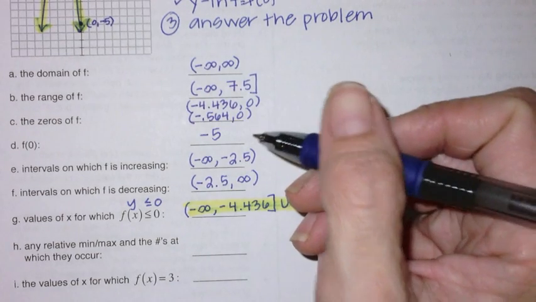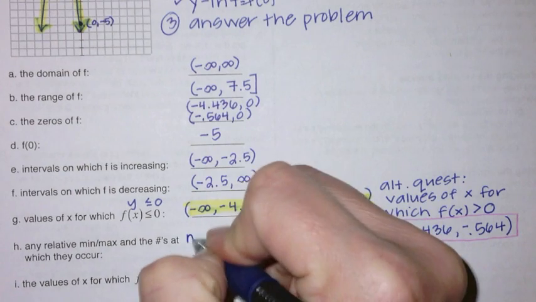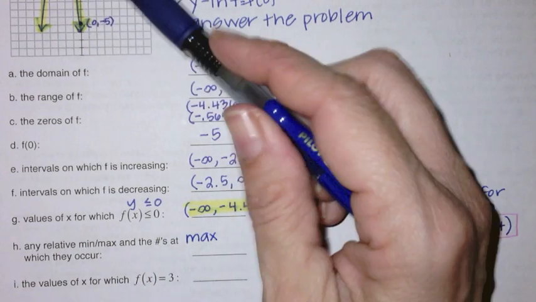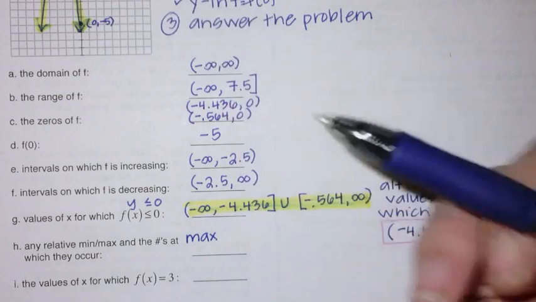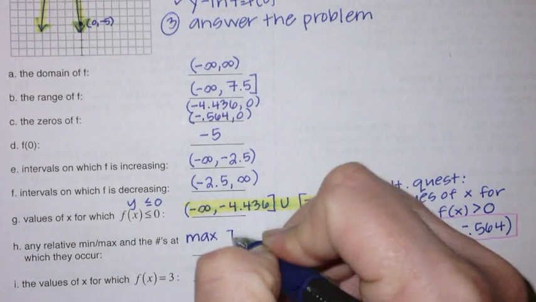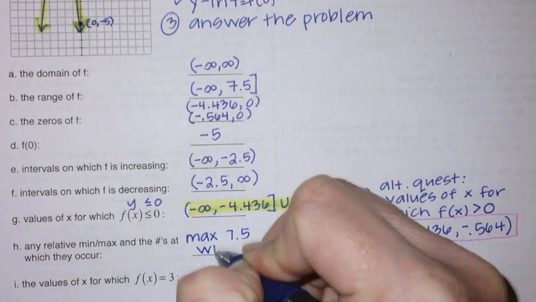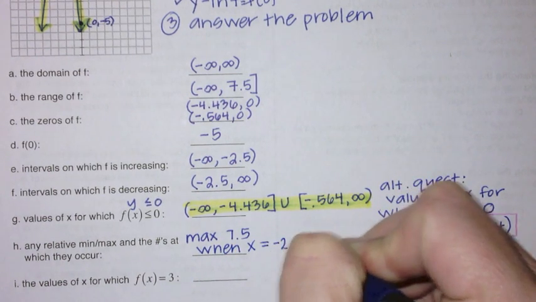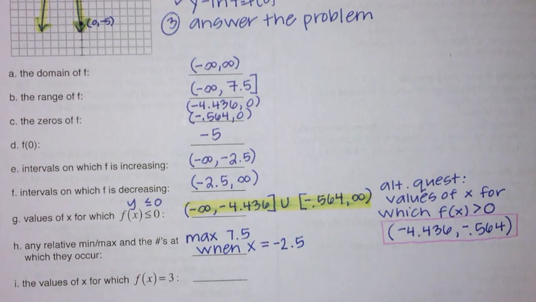Okay? Relative max or min and the numbers at which they occur. So you definitely want to say that it's a max, because you don't want your grader, if this was an AP test, to assume that you didn't know that that was a maximum. And it's 7.5 when x equals negative 2.5. So for this test, you're really going to have to study what's the notation that's appropriate given the question, and the way that you practice that is with flashcards.